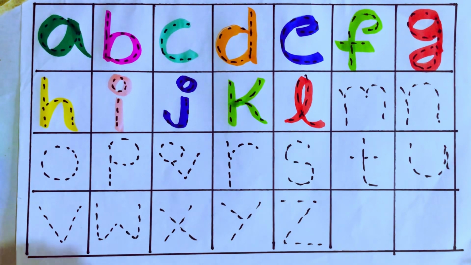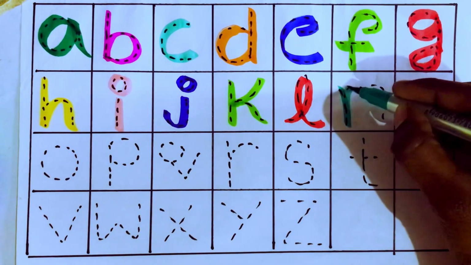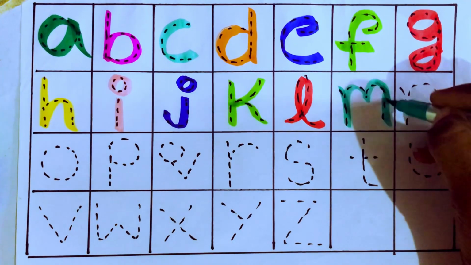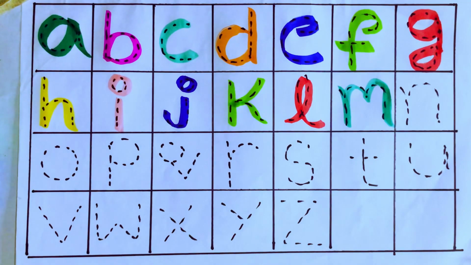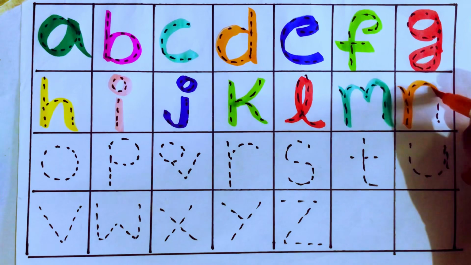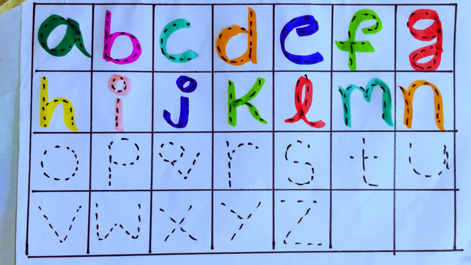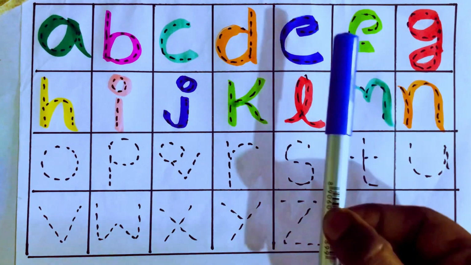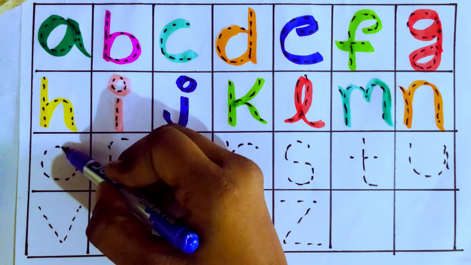Green color, M. Which letter, kids? M. M for mango. Orange color, N. Which letter, kids? N. N for nest. Blue color, O.